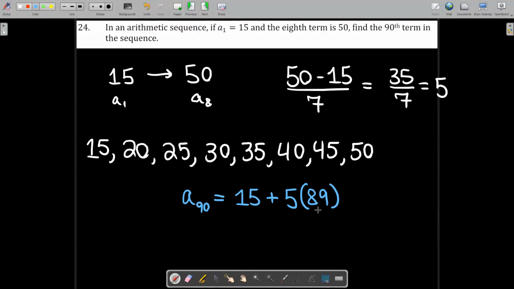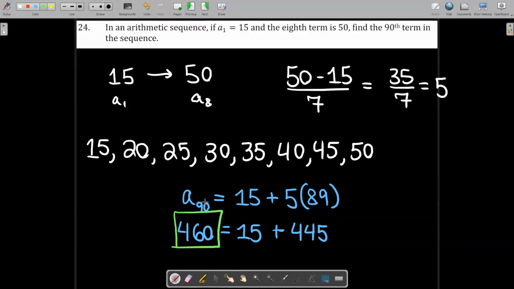And 89 times 5 is 445. And so if we add 15 to that, we're going to find 460 is going to be the term. Okay? And that's going to be the answer to this question. The 90th term is 460.